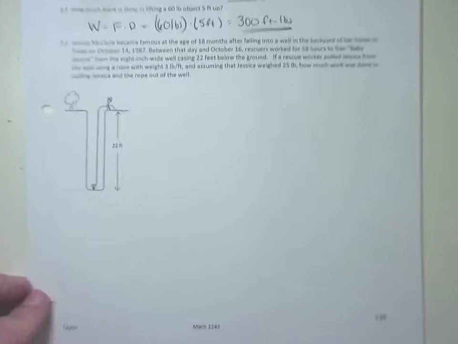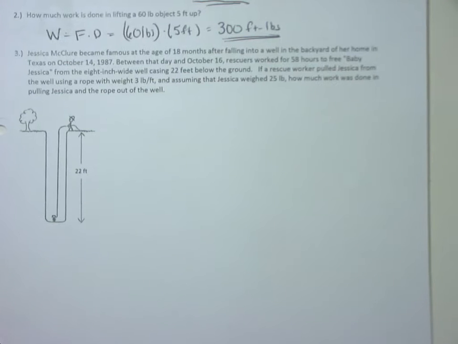So let's take a look at this problem here. This is a somewhat real-life problem. Jessica McClure became famous at the age of 18 months after falling into a well in the backyard of her home in Texas on October 14th, 1987. Between that day and October 16th, rescue workers worked 58 hours to free baby Jessica from an 8-inch wide well casing 22 feet below ground.